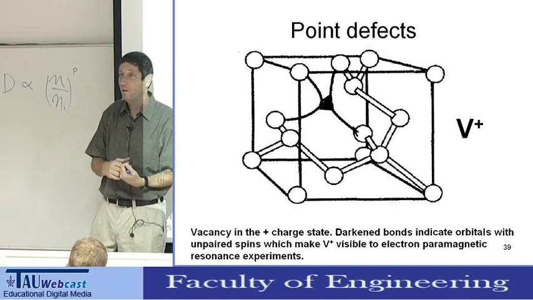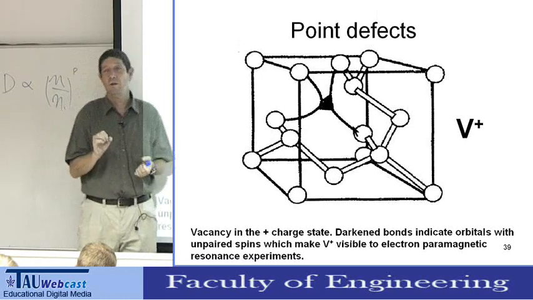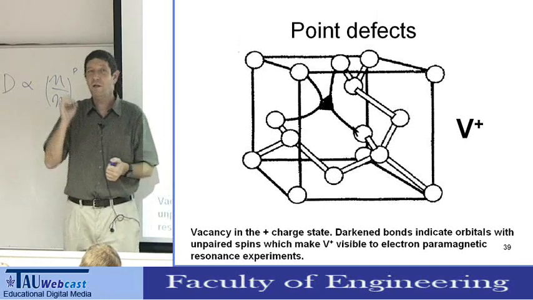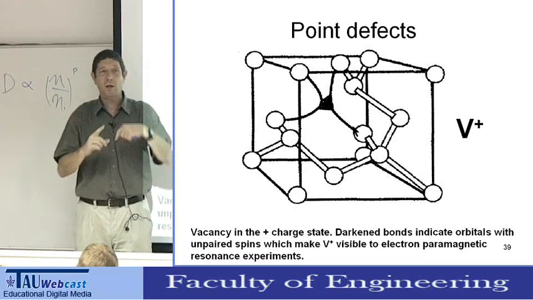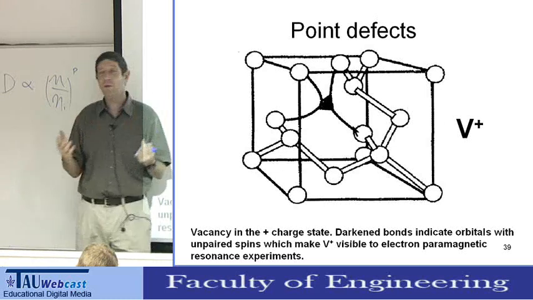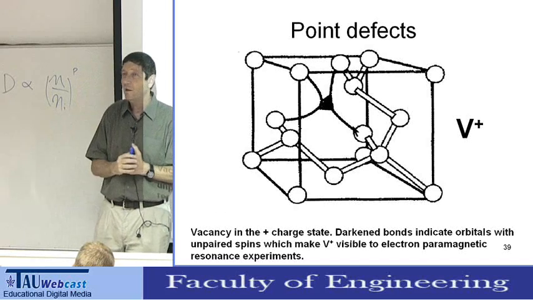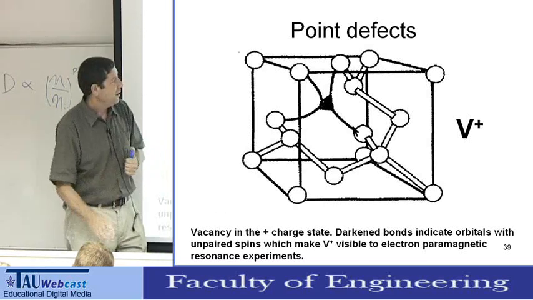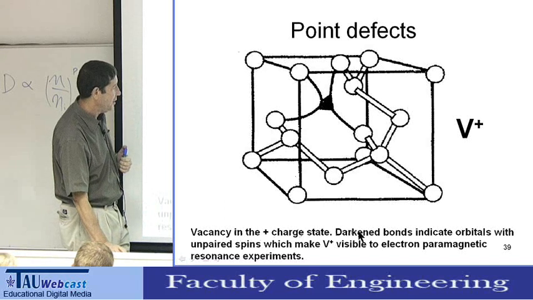full. So this vacancy can be charged, and you can measure this charge, because if it has 1 electron, it has kind of a spin. 2 electrons, it's a different spin. So you measure it by some technology, the technique electron spin resonance, and you can measure the number of electrons. This is vacancy in the plus charge state.